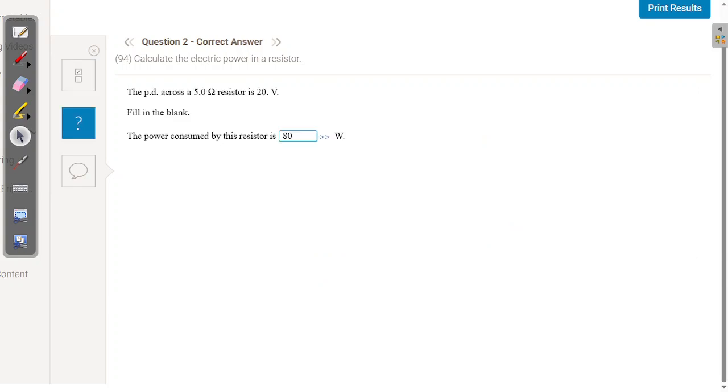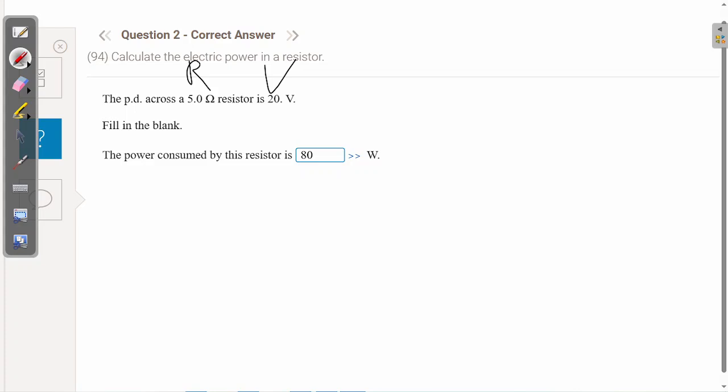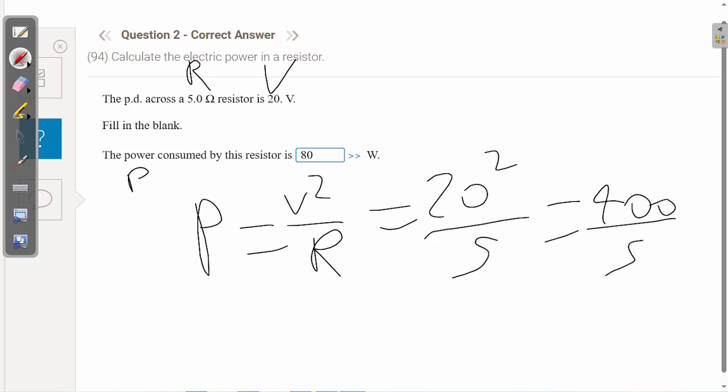Okay, the potential difference across a 5 ohm resistor is 20 volts. The power is what? So you have resistance and you have voltage, and they want power. The rule that relates these is P = V²/R. You need to memorize this. It will be 20² / 5 = 400 / 5 = 80 watts.